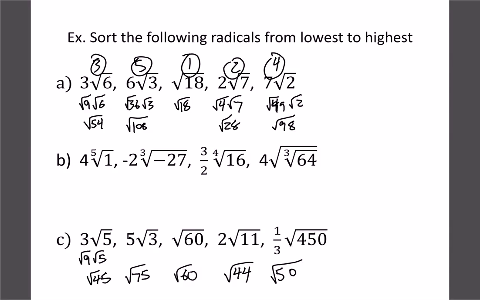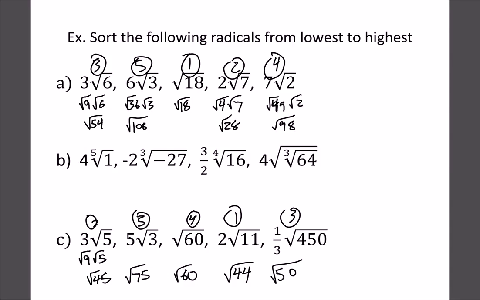So there's our terms, so lowest to highest in this case, 44 would be our lowest, then 45, then 50, then 60, and 75 would be our biggest one. Okay, so they're pretty easy to compare once you have them as entire radicals.